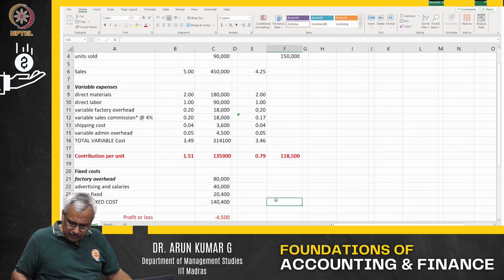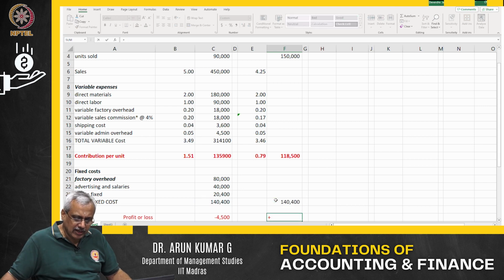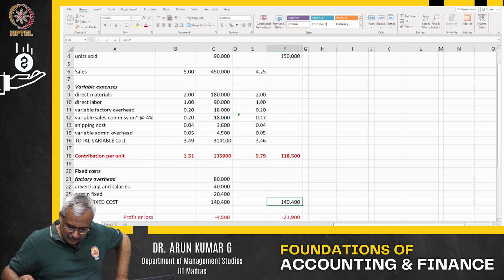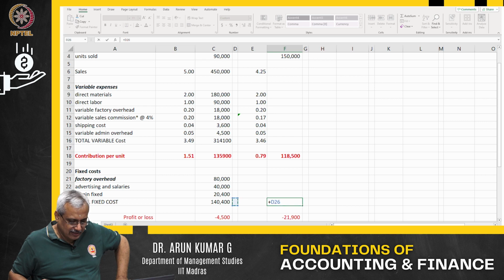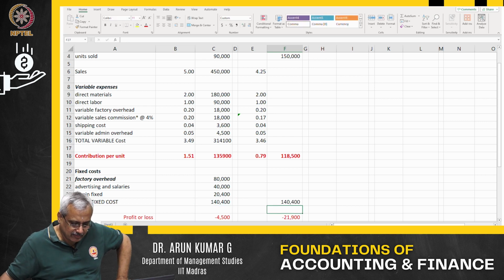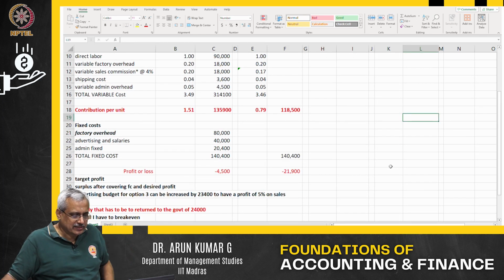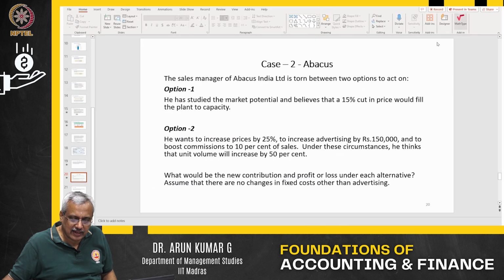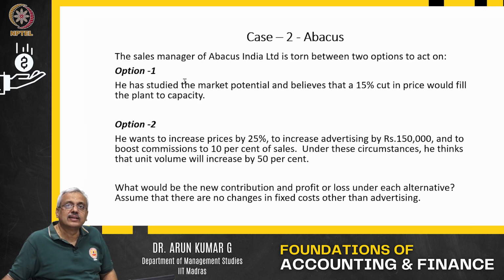My fixed cost, of course, has no change; it is going to be the same. So what is going to happen? My profit or loss is going to be the difference between these two. If the fixed cost is the same, that gives me a loss of about 21,900. So option 2A, what you saw on the slide, is not a workable option at all. It in fact increases the loss.